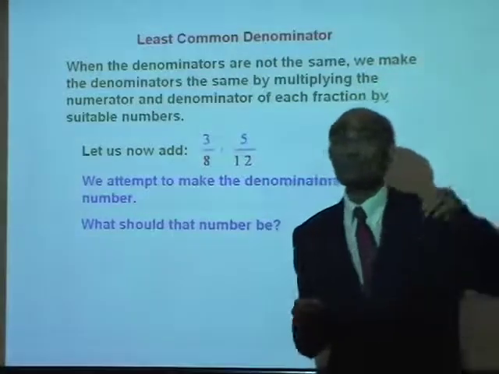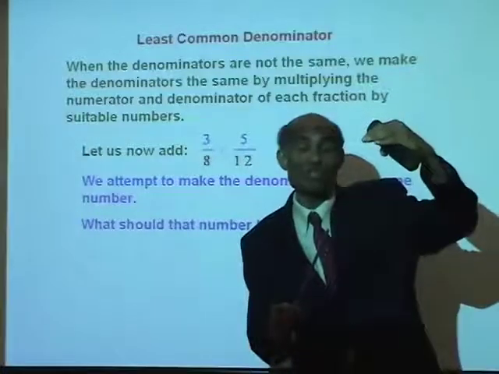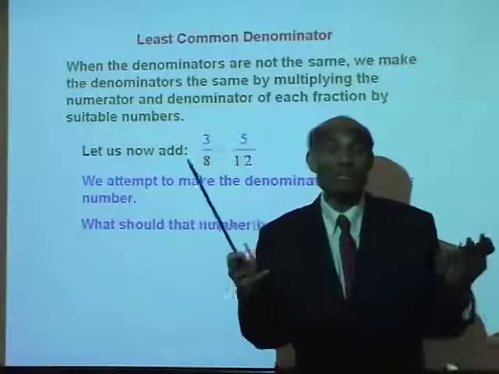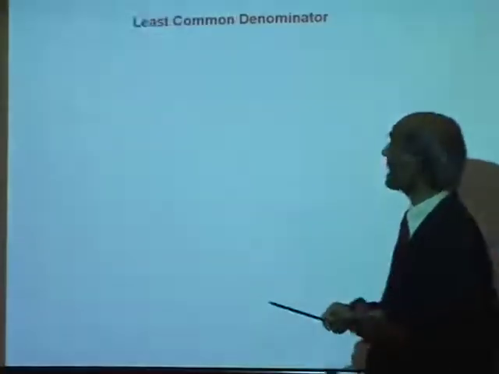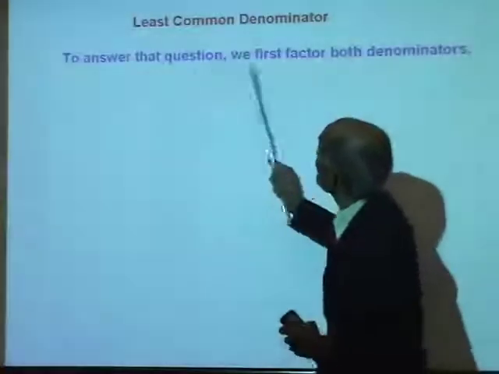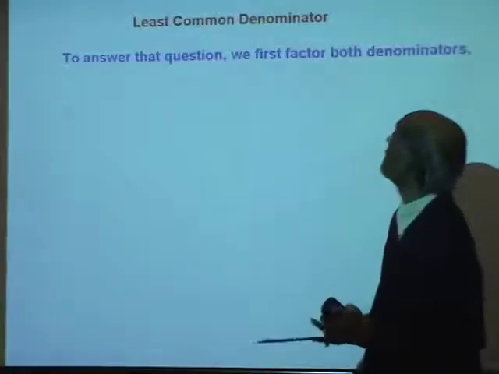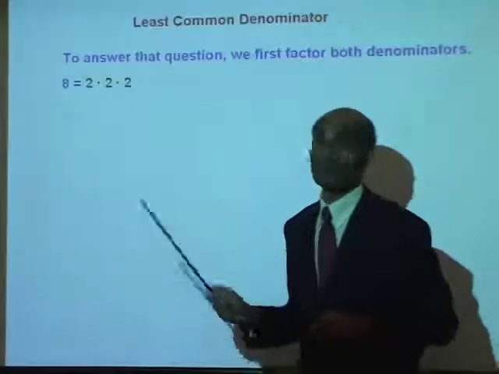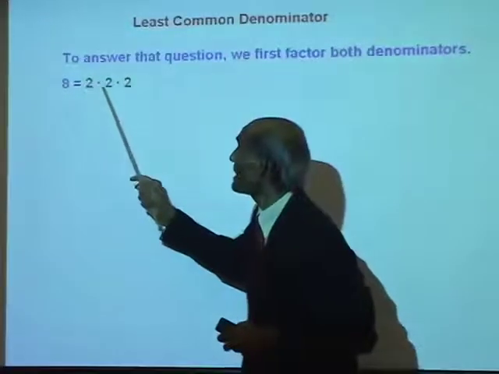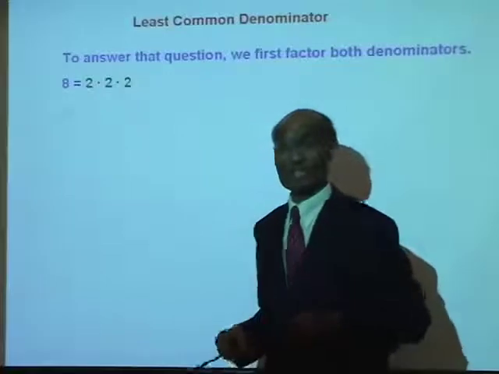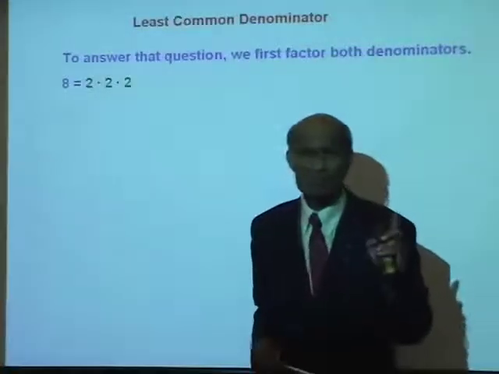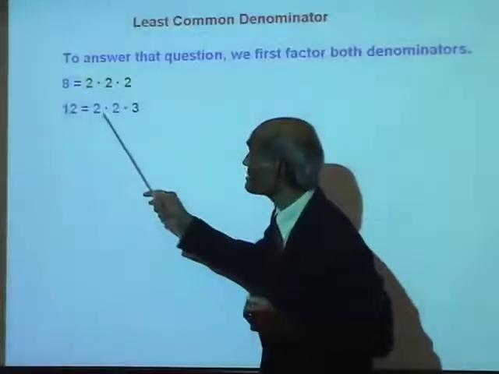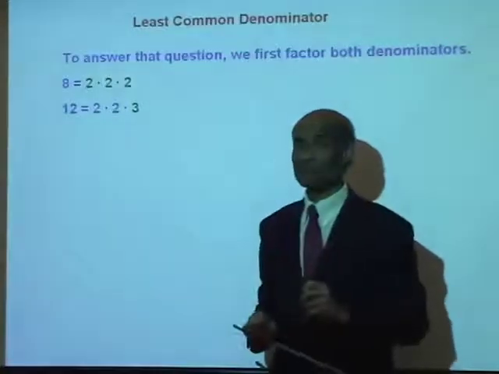You know that multiplying a fraction on the numerator and on the denominator by the same number will not make any difference. So we need to find that number. To answer that question, we first factor both denominators. Our first denominator is 8, and you have no trouble factoring 8 as 2 times 2 times 2. Now, what was our second denominator? It was 12. How do you factor 12? 12 is 2 times 2 times 3.